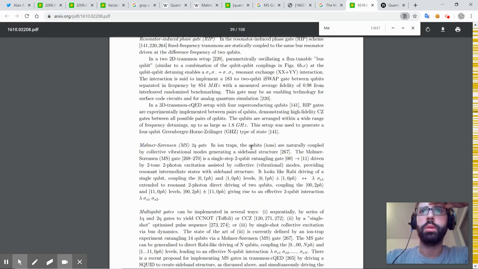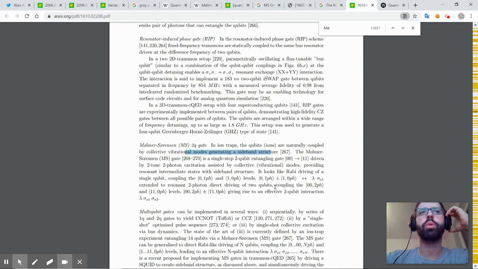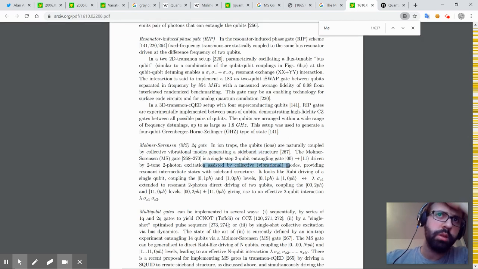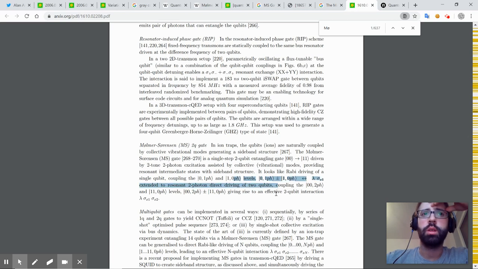In ion traps, the qubits are naturally coupled by collective vibrational modes, generating a sideband structure. The Mølmer-Sørensen gate is a single-step 2-qubit entangling gate, driven by 2-tone 2-photon excitation. To me it looks like Rabi driving of a single qubit coupling the... But what is it doing?